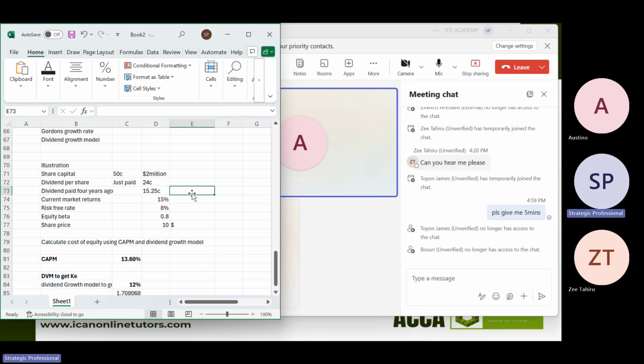And how do I do that? There are two ways to go about it. The only way to go about it is using the compounded annual growth rate, which is also the geometric mean. And how do we use the geometric mean? You use what was paid now, 24, divided by what was paid 4 years ago, 15.25.